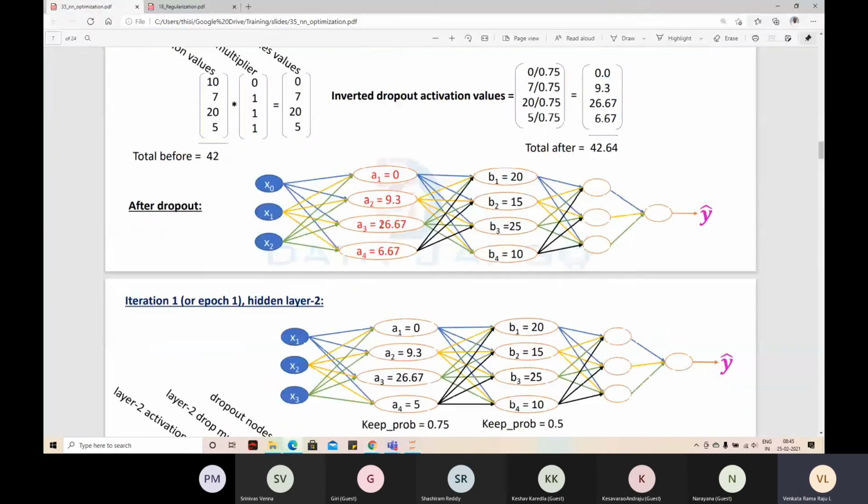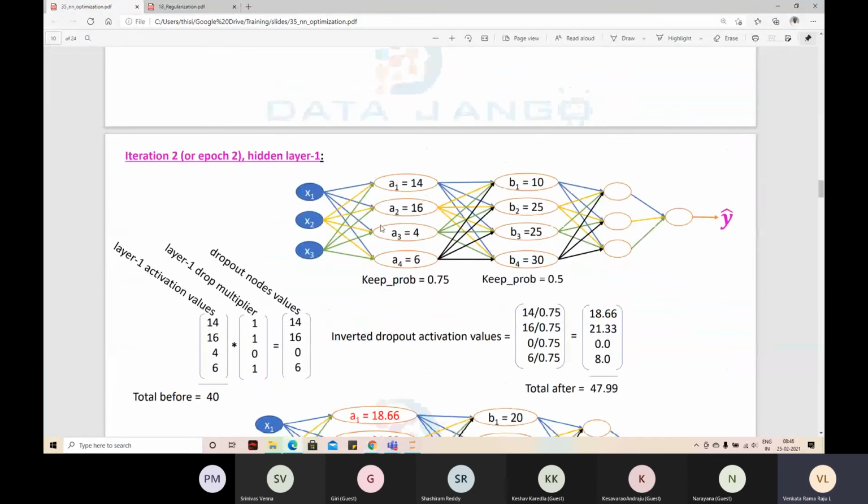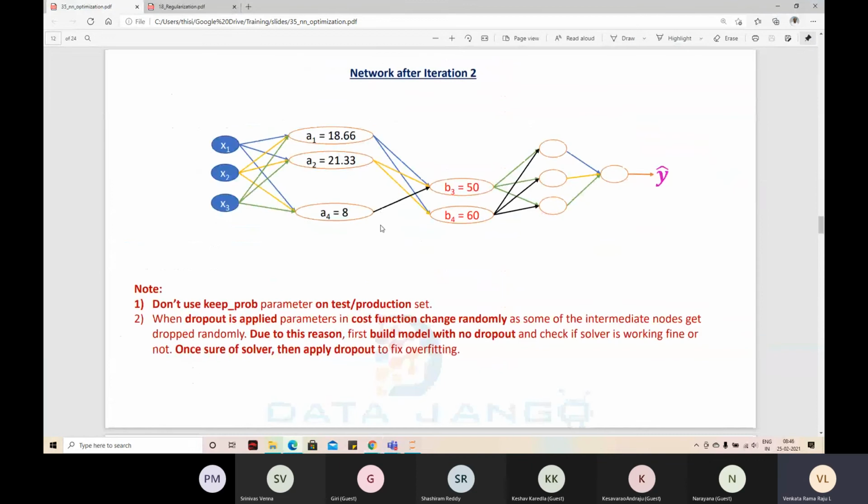Yeah. So this dropout regularization is very powerful and we'll use it extensively. The point we need to remember is don't use keep prob in production. This is not relevant for TensorFlow 2.0. In previous versions, we used to manually give this keep prob value or dropout value.